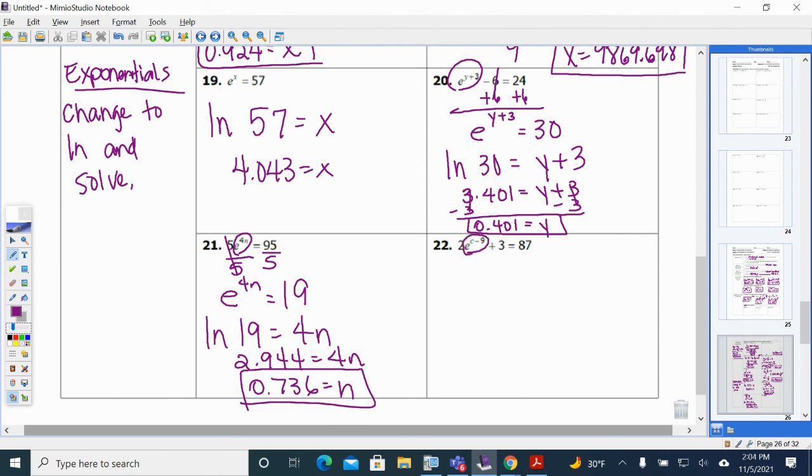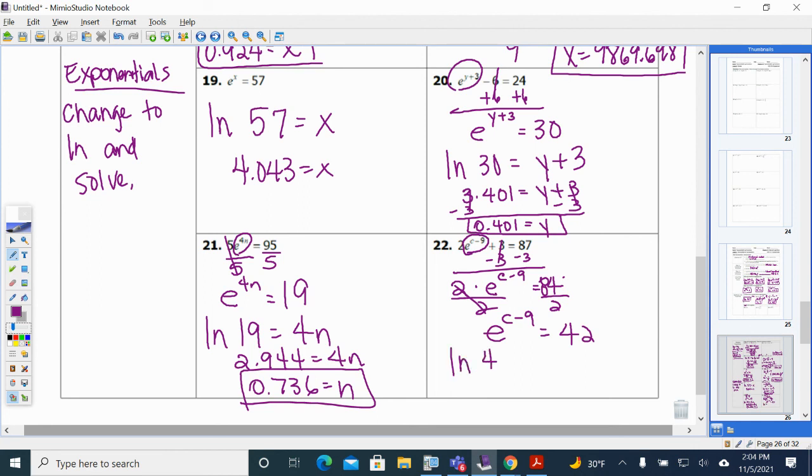Again, I repeat, get the exponential part by itself. And it does matter which one you do first. Start away from it. So I'm going to minus the 3. 87 minus 3 would be 84. And then I'm going to divide by the 2. And I get 42. And then we're going to rewrite it in log form.